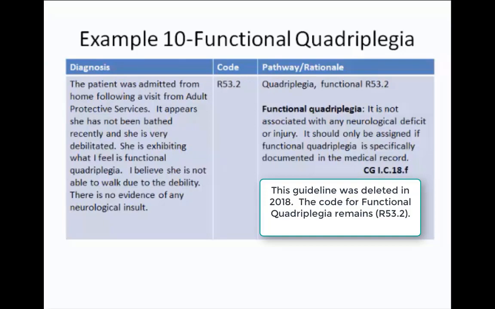The patient was admitted from home following a visit from Adult Protective Services. It appears she has not been bathed recently and she is very debilitating. She is exhibiting what I feel is functional quadriplegia. I believe she is not able to walk due to the debility. There is no evidence of any neurological insult.